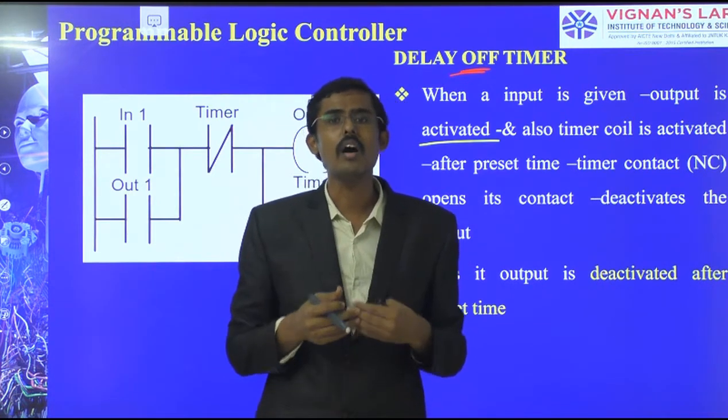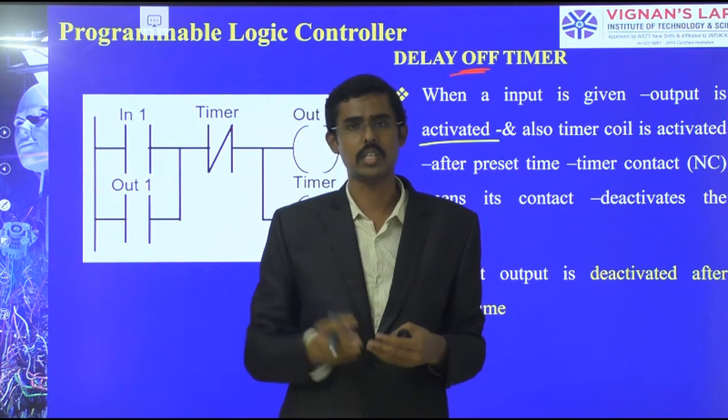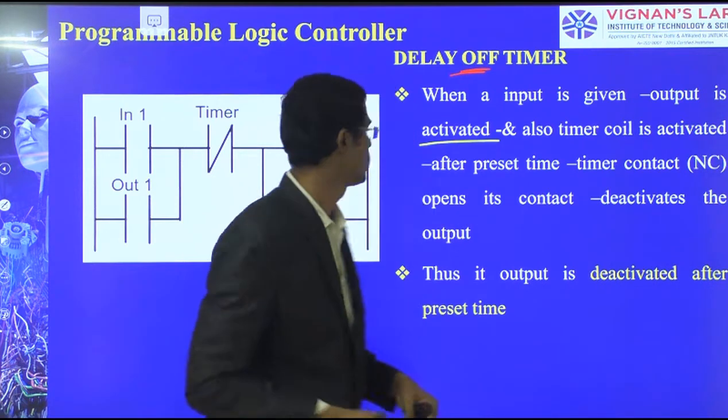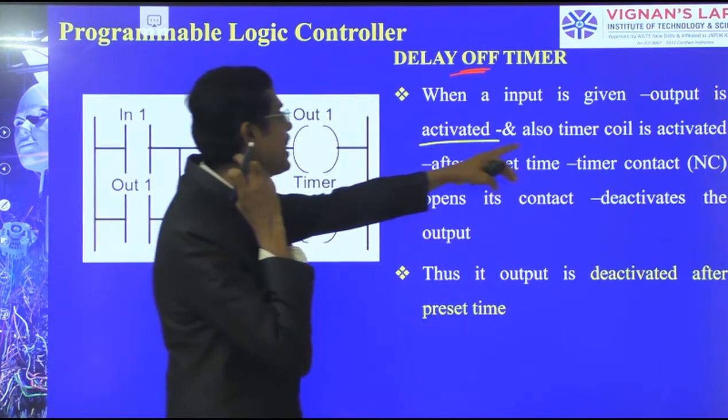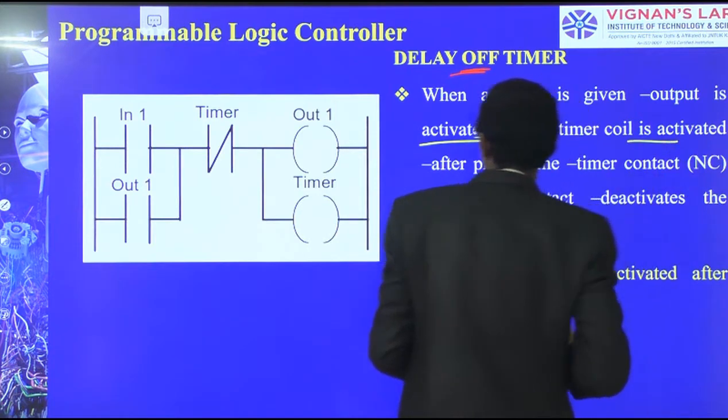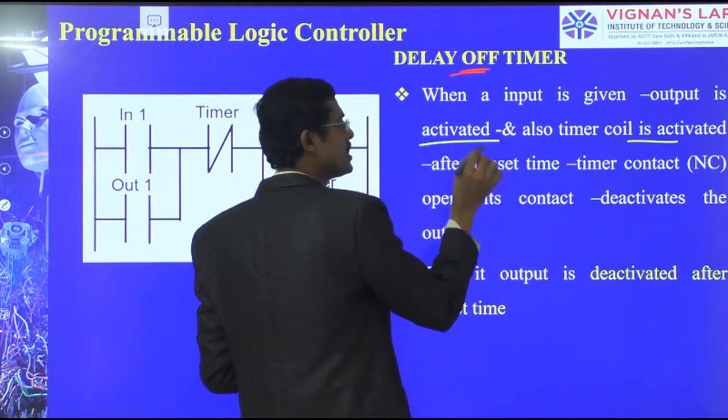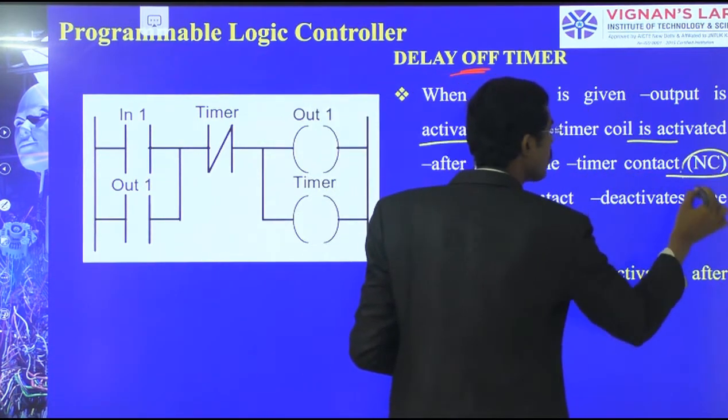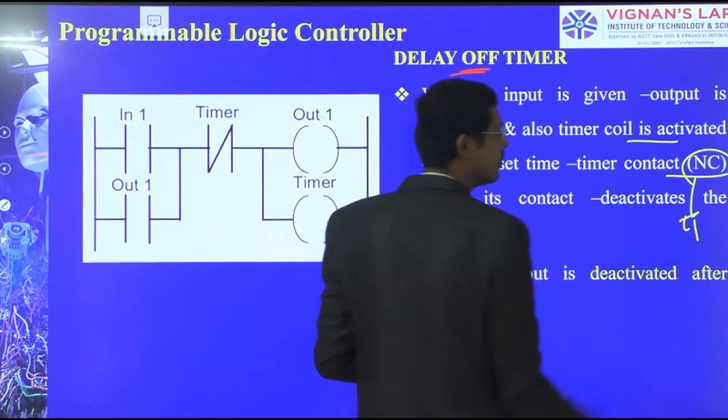So I am giving an off delay timer. After 20 seconds, the machine setup should switch off. So the same condition we can do. And also the timer coil is activated. And therefore, after the preset time, the timer's normally closed contact is going to open. So we will see this.